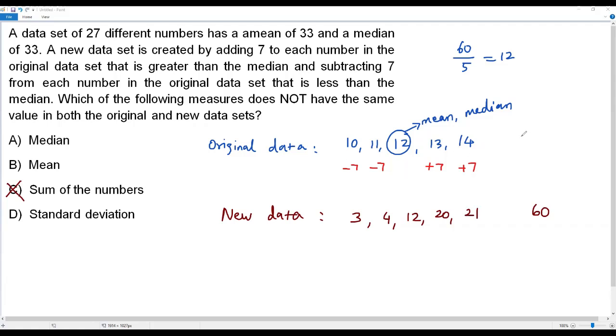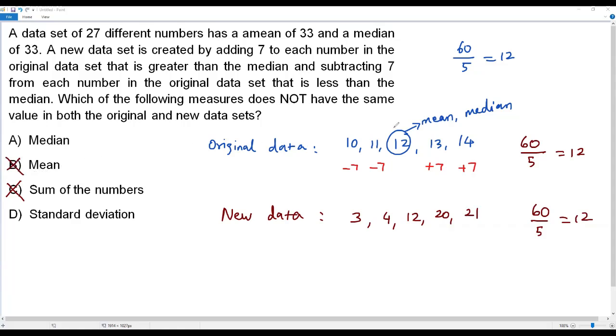Since the sum of the numbers in both data sets is the same, that is 60, the mean also will not change. To get the mean of the original data, we divide the sum of all these 5 numbers by the number of values, 5, and we get 12 as the mean. In the new data set also, when I divide the sum 60 by 5, I get 12. So the mean has the same value for both, and since we have to find the one which does not have the same value, we can reject mean also.